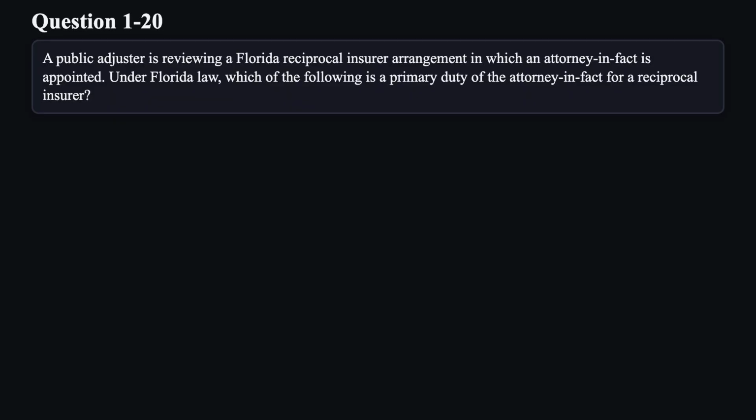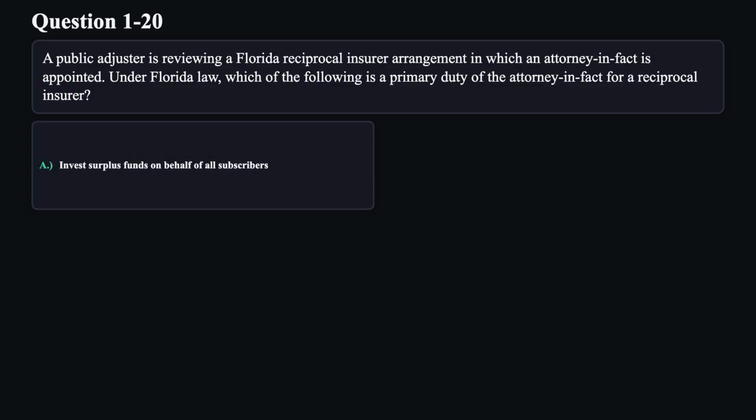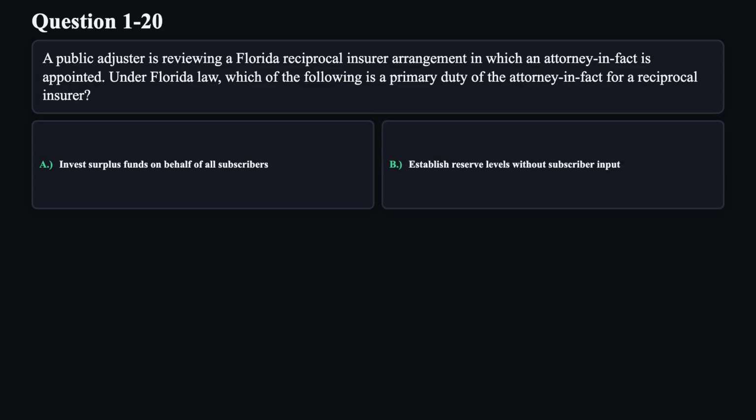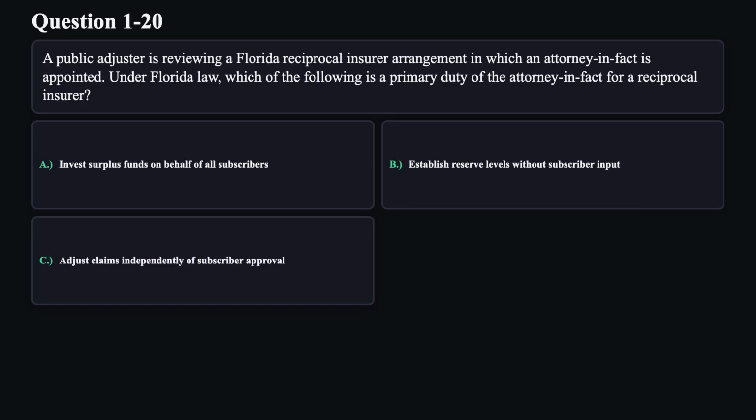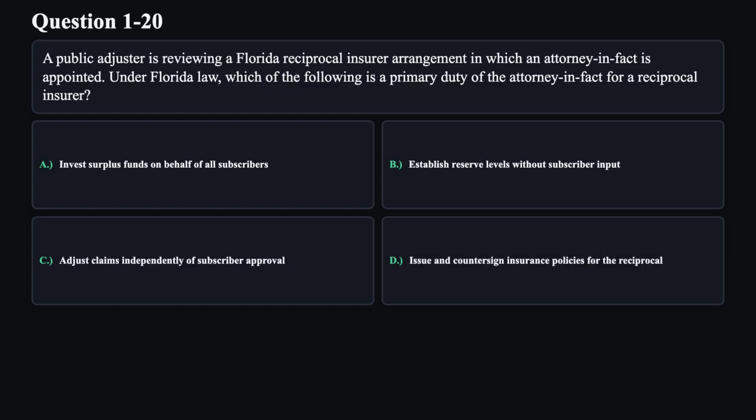Question 20. A public adjuster is reviewing a Florida reciprocal insurer arrangement in which an attorney-in-fact is appointed. Under Florida law, which of the following is a primary duty of the attorney-in-fact for a reciprocal insurer? A. Invest surplus funds on behalf of all subscribers. B. Establish reserve levels without subscriber input. C. Adjust claims independently of subscriber approval. D. Issue and countersign insurance policies for the reciprocal.